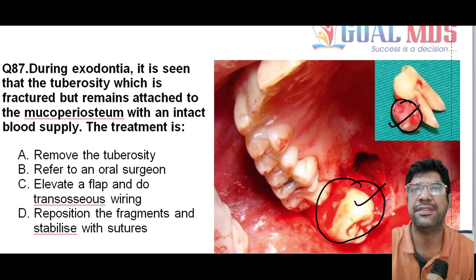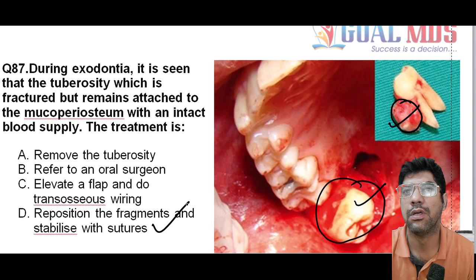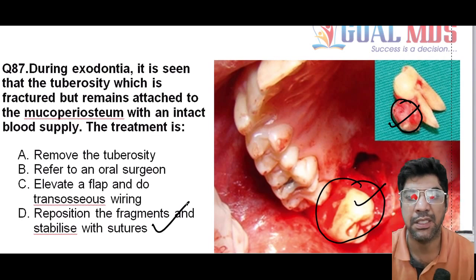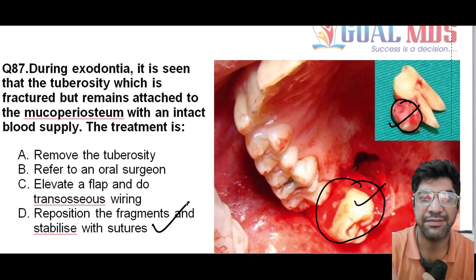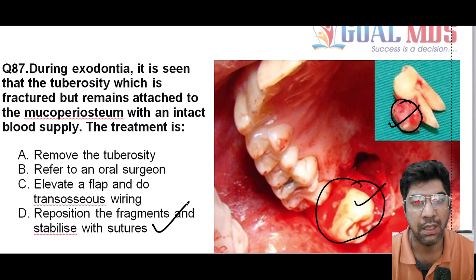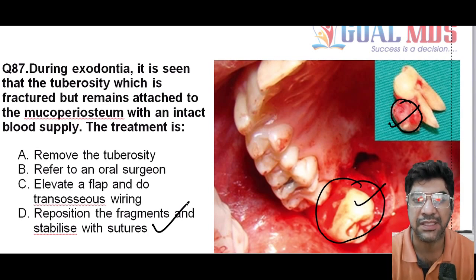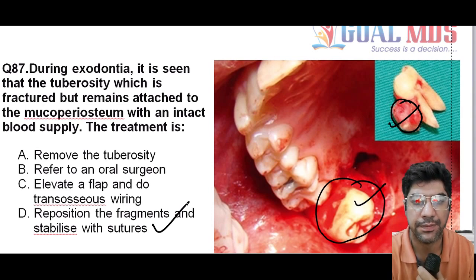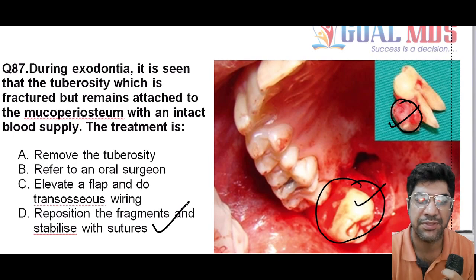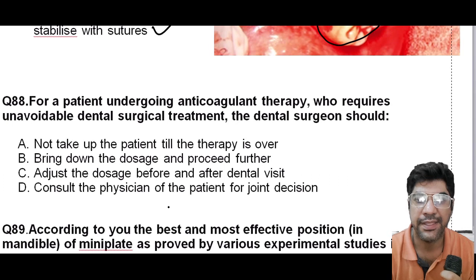During exodontia, it is seen that the tuberosity is fractured but remains attached to the mucoperiosteum with intact blood supply. So the treatment should be to reposition the fragment and stabilize it with sutures. So in the case where the tuberosity is fractured during exodontia but still remains attached to the mucoperiosteum with intact blood supply, the preferred method is to reposition the fractured fragment and stabilize it with sutures. Our aim here is to promote proper healing and allow union of the fractured tuberosity, allowing it to remain functional. Removal of the tuberosity is not typically the first choice because preserving the tuberosity is important for retention or fabrication of artificial dentures.